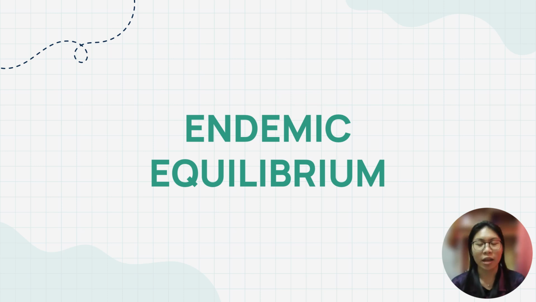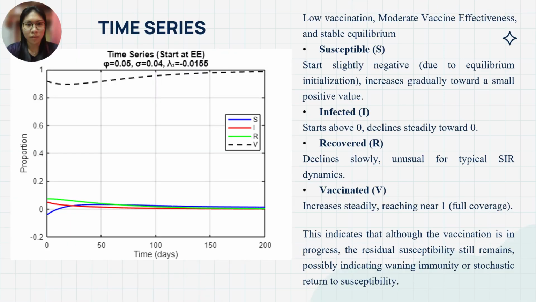Hi, I'm Panisha, and now I would like to present about endemic equilibrium. First, we assume the vaccination rate V equal to 0.05 and the vaccine inefficacy sigma equal to 0.04, which means we have low vaccination and high vaccine effectiveness. In this case, we found that the endemic equilibrium is stable.